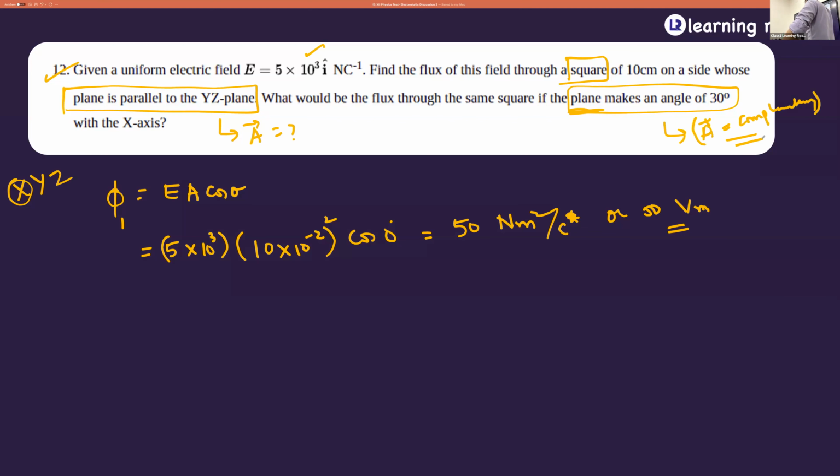How much will be the answer? It will be cos of 60. So what is cos 60? So the flux in the second case will be EA into cos 60. Basically, what you got here is EA only, because cos 0 is 1. So 50 multiplied with, what is the value of cos 60? Half. The answer will be 25 Newton meter square per Coulomb. That is the answer.